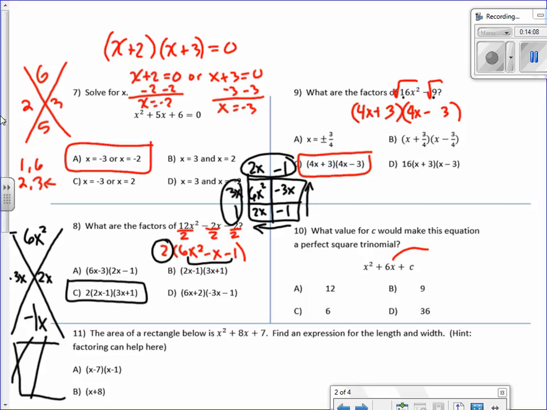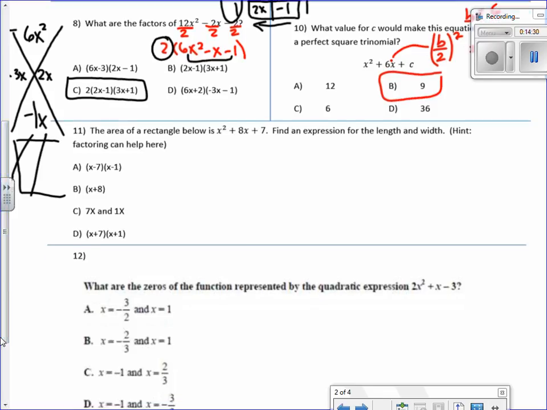Number 10, what value for C would make this equation a perfect square trinomial? All we have to do is, this is B, you take half of B and then square that answer. And so since B equals 6, it's 6 over 2 squared. 6 divided by 2 is 3. 3 squared is 9. That's all you had to do for that.